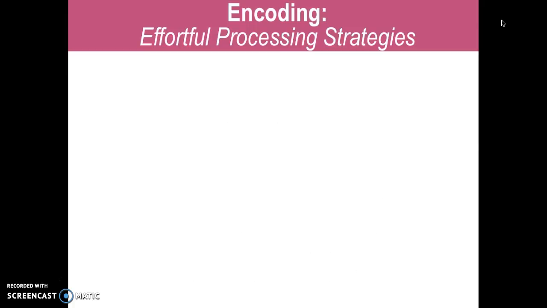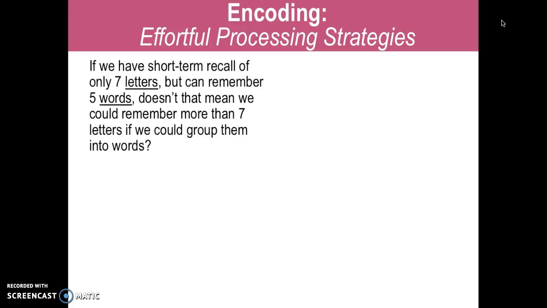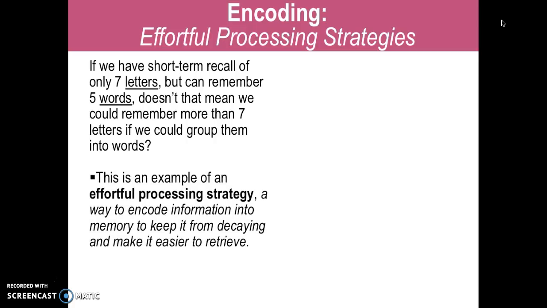All right, so effortful processing, so this is what your explicit memories have to go through. It takes a lot of effort. You have to push through this. So remember, you have a short-term memory capacity of 7 plus or minus 2. But how come we can remember more than 7 letters? We can remember 5 words that have more than 7 letters. What do we do? And this is because we do these things called effortful processing strategies.